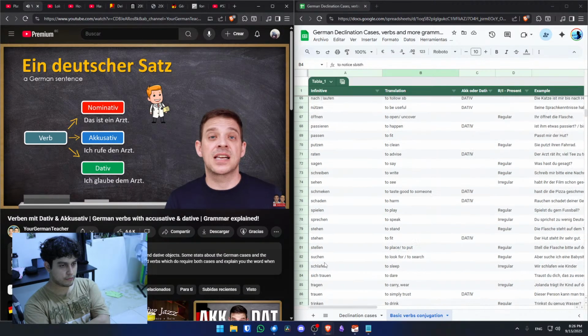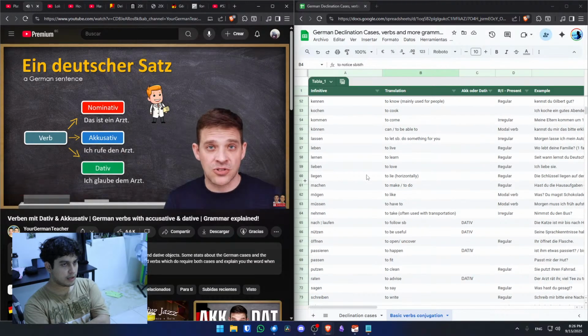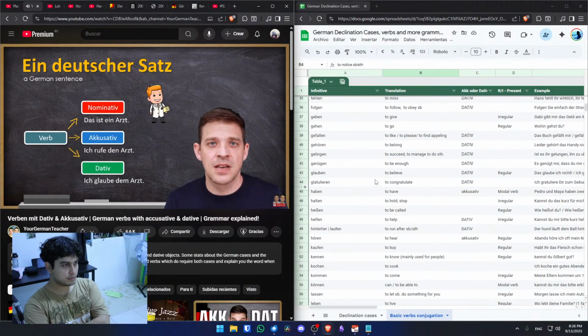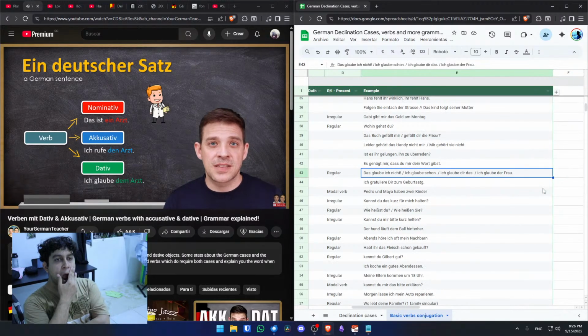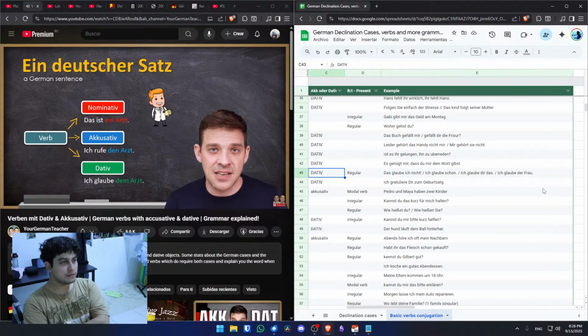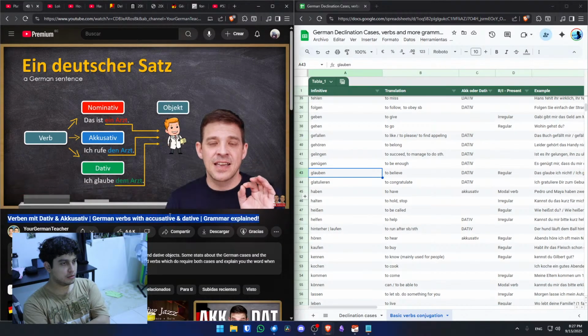Or in dative, ich glaube dem Arzt. Ich glaube dem Arzt. I believe the doctor. I believe what he is saying. And why is it dative? Because of the verb glauben. Glauben requires the dative case. So you can see here on the colors, red is always nominative, blue is accusative, and green is dative. And we always have just one object. And again, it always depends on the verb. So the case of the object comes according to the verb.